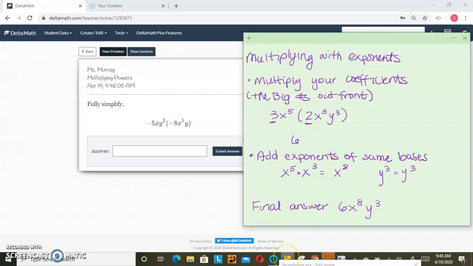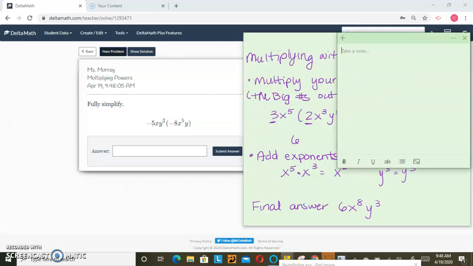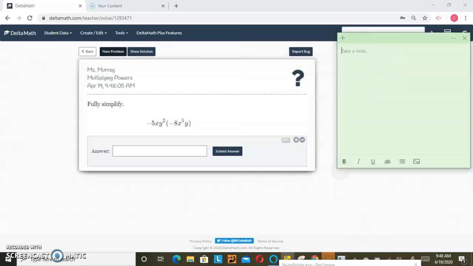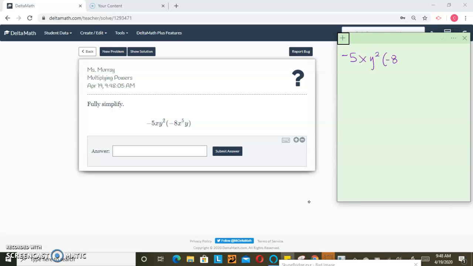Okay, so I go to my sticky pad to do some work. I have negative 5xy squared times negative 8x to the 5th power times y. Now, this is a good one to practice with because you have a plain x and a plain y. Whenever you have just a variable and it appears that you don't have an exponent on it, that exponent is a 1. So I always put those sneaky ones in so I don't forget to add them when I multiply.